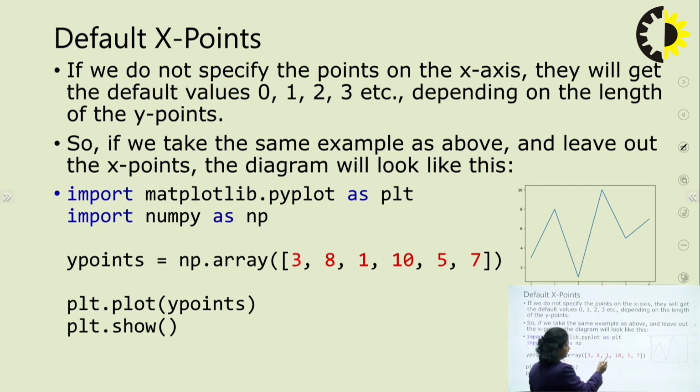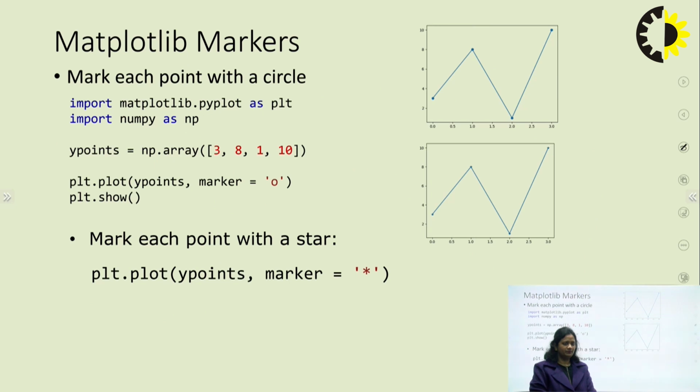Then 2 is to 1, 3 is to 10, 4 is to 5 and 5 is to 7. So the points will be like this, and after joining the lines, the graph will be like this. Okay, so we have an option not to initialize the points on an x-axis, and they are going to default taking up points of x-axis like 0, 1, 2, 3, 4 depending upon the length of the y points.